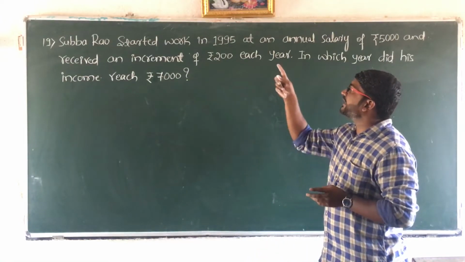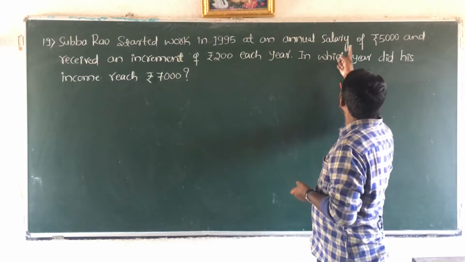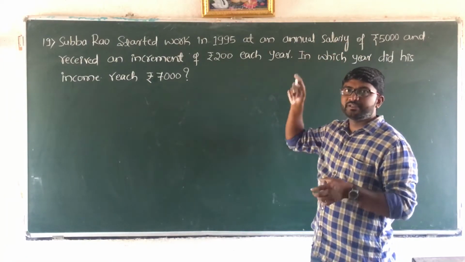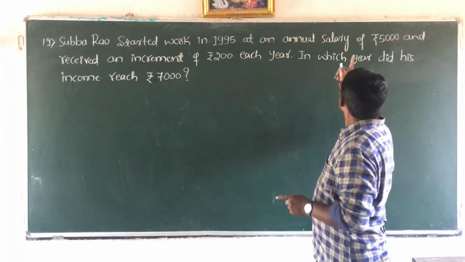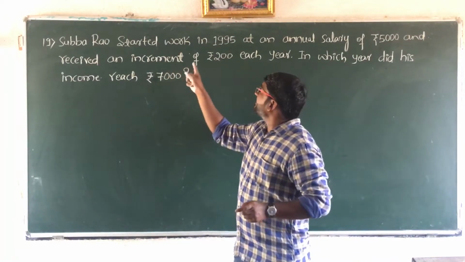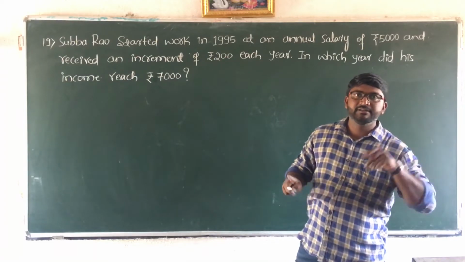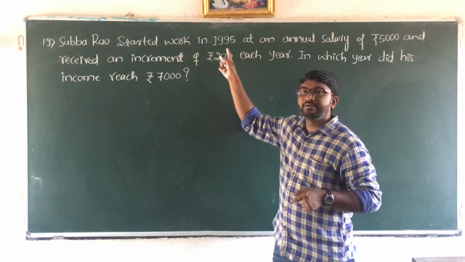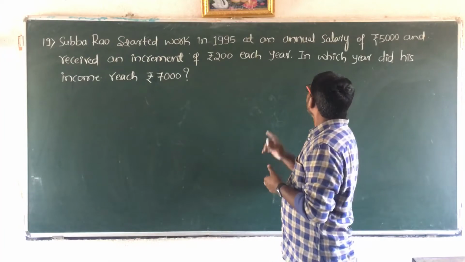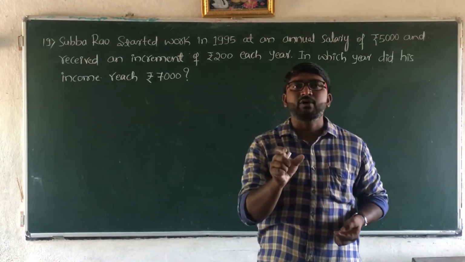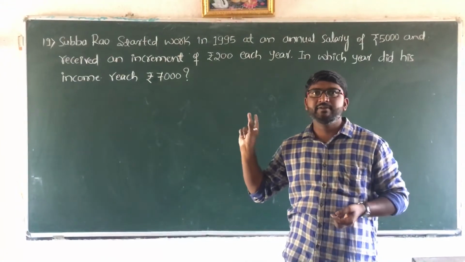Subbarao started work in 1995 at an annual salary of 5,000 rupees. So this is the first term now. 5,000 rupees is the first term, and received an increment of 200 each year. That means the difference is the same here. This will be the value of common difference. Then in which year? In which year means we have to find the value of small n.